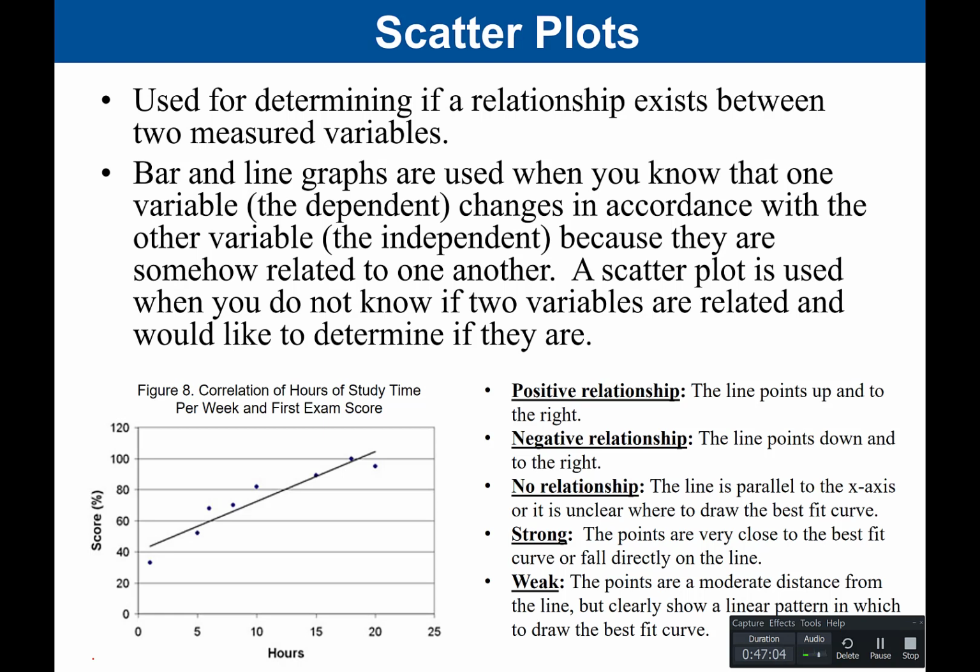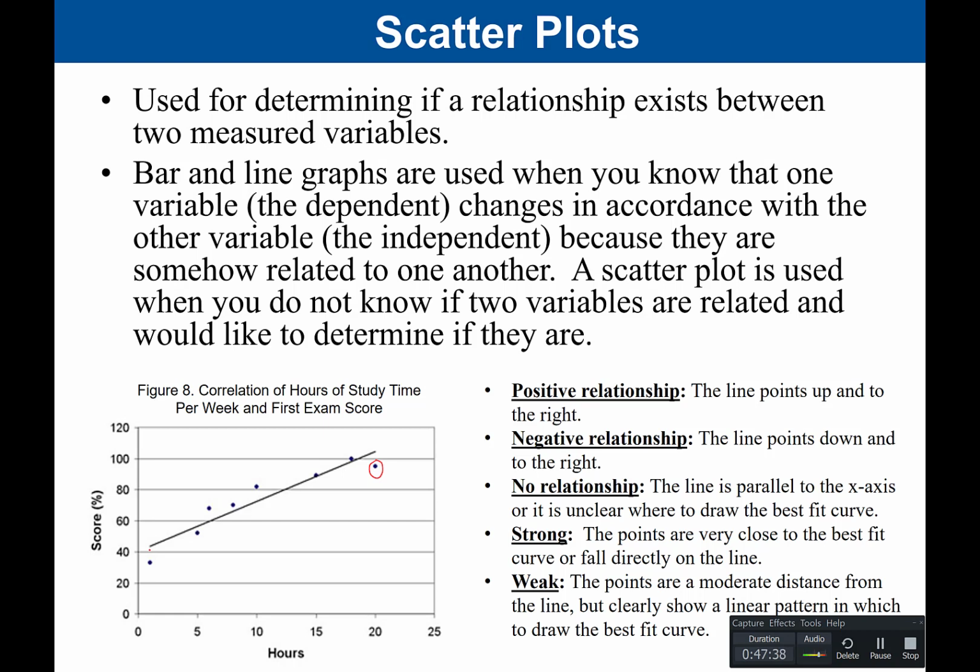On this graph, each of these little blue dots represents a student. Like this student here, they studied 20 hours a week, and that student got about a 95%. This student that got a perfect score maybe studied 18 hours. This student down here only studied for maybe 1 hour a week, and they got a 35 on their exam, and so on and so forth.